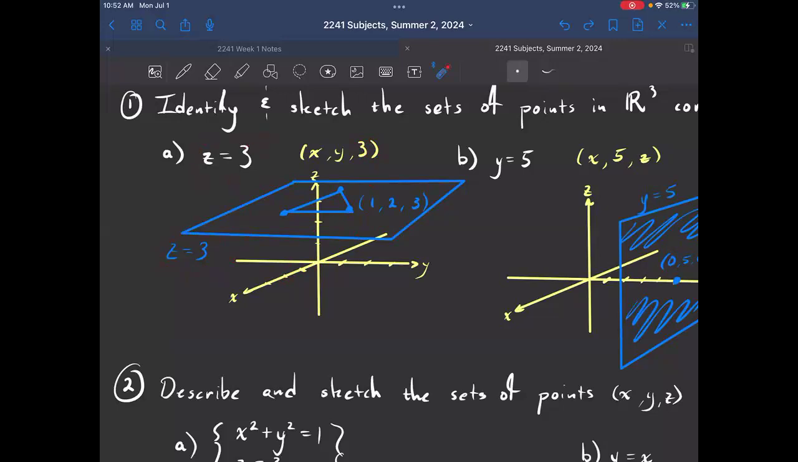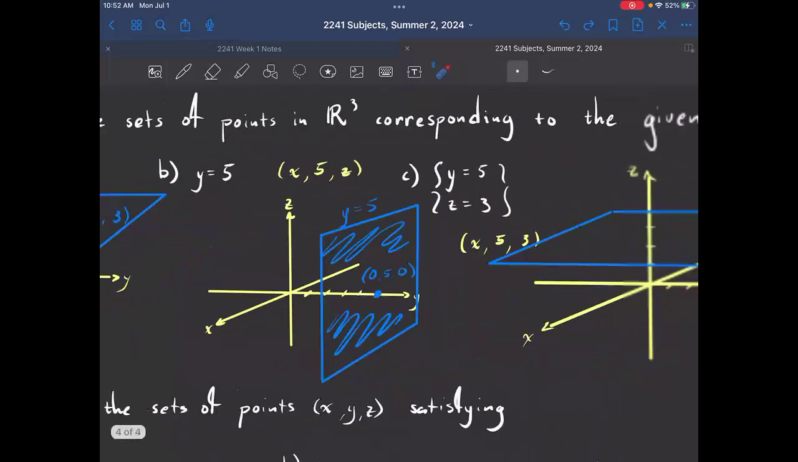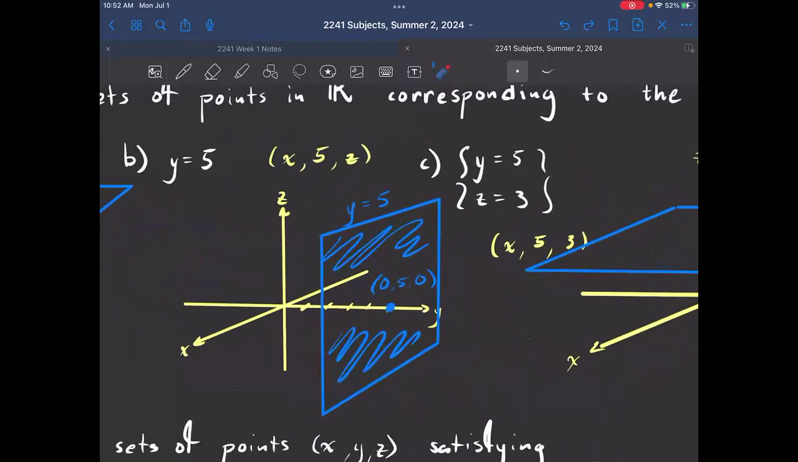So if you have an equation that is just a variable equal to some number, you can think of that as a plane that is parallel to one of the coordinate planes, in this case, the xy plane. Maybe notice also that this is fixing z, and so the plane is parallel to the coordinate plane consisting of the other two variables. Maybe a helpful pattern.